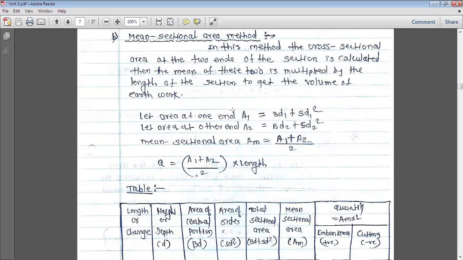How are we going to calculate the mean area? Let A1 be the area at one end and A2 the area at the other end. We are familiar with these areas.